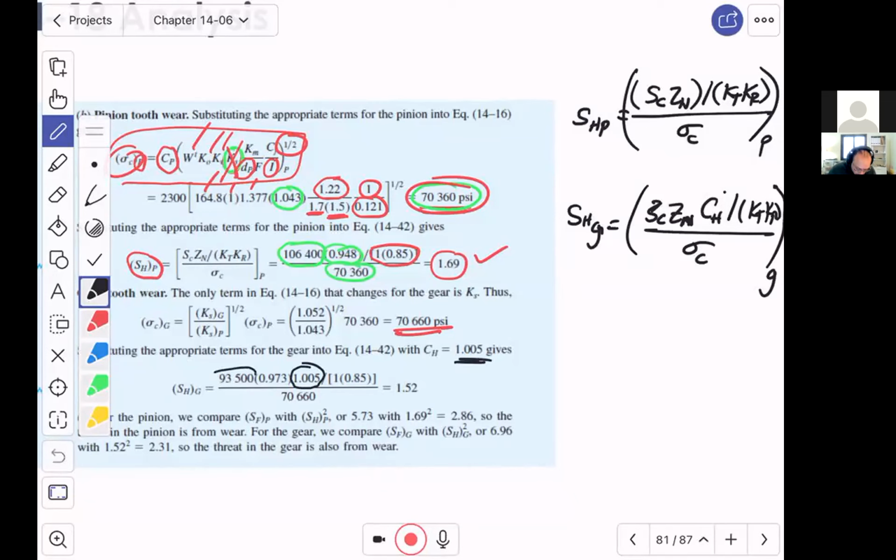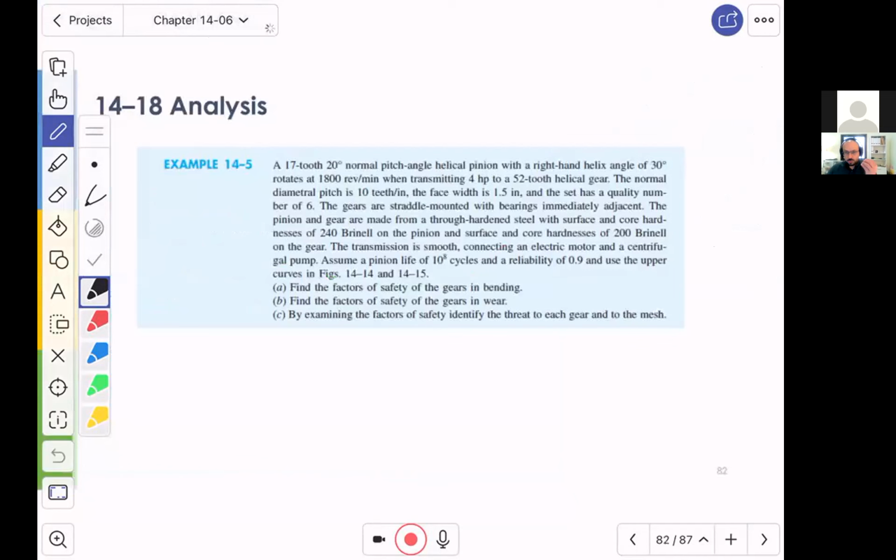Then we put this for SC for the gear, and this one is ZN for the gear. The sigma is for the gear, and then we get the factor of safety. You can do the same for the pinion, of course. Now, what do I want? We have like 10 minutes, so in these 10 minutes I have to see if I can cover as much as possible out of this problem. Now, this problem is nearly identical to the other one.